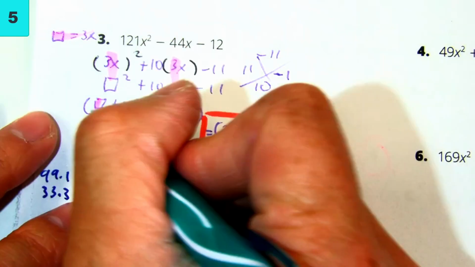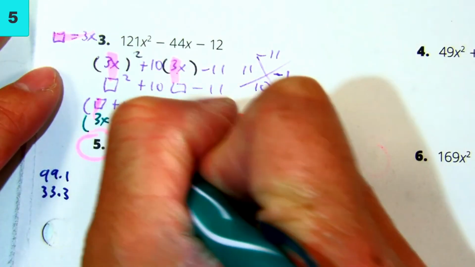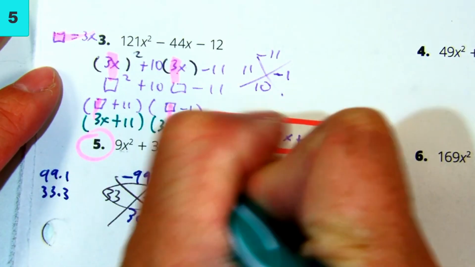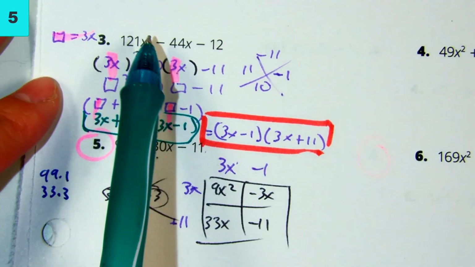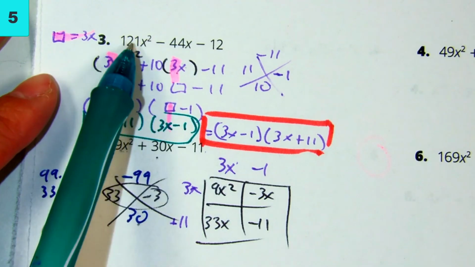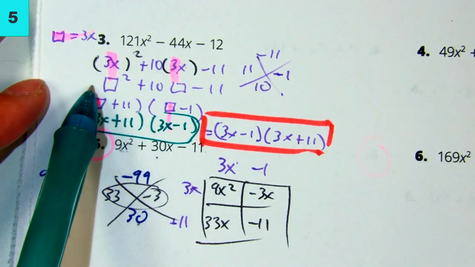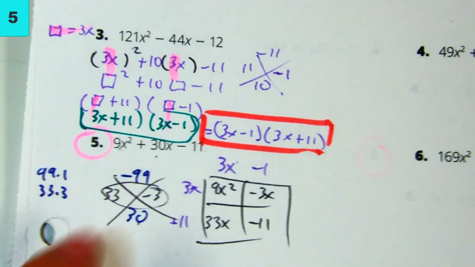So you get 3x plus 11 and 3x minus 1, which is actually the same answer, right? What's the point of the chunking method? It just makes your a value go from 121 down to 1. So it works. You work with smaller numbers. This one was definitely quite large.